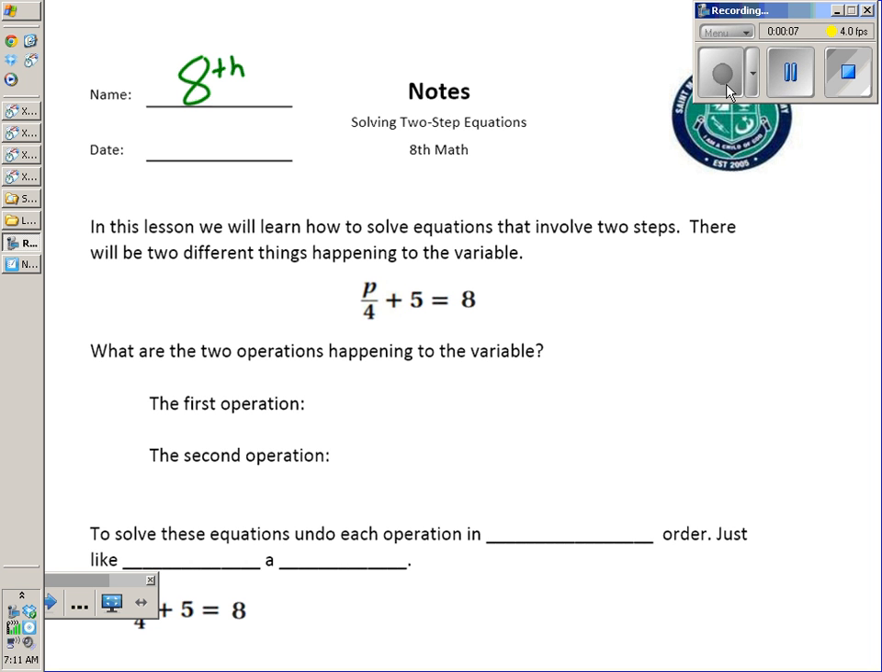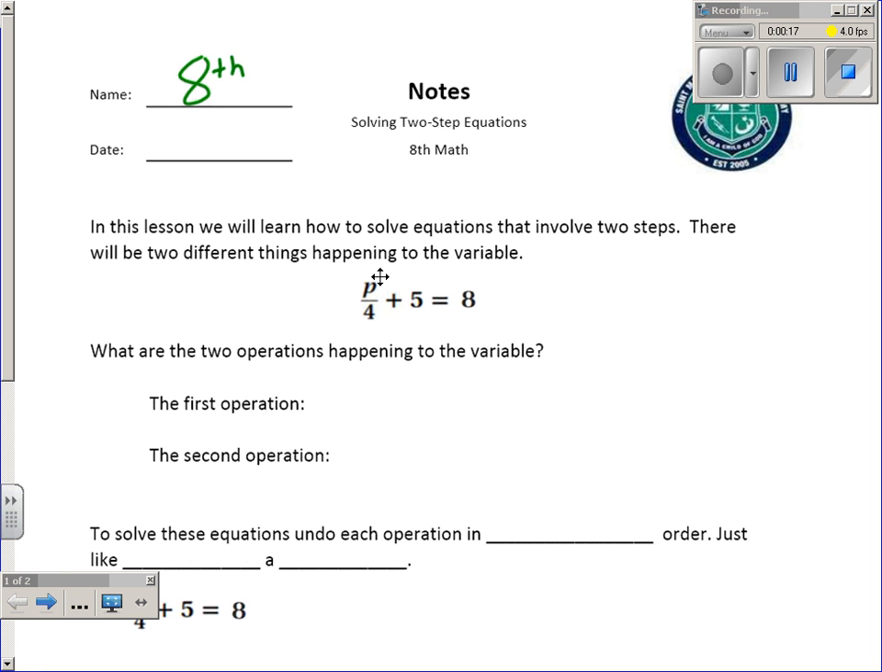So I'll put an example here. P divided by 4 plus 5 equals 8. And if we remember, whenever we solve equations, we're trying to get the variable alone. So we want to get P alone, which means we need to take whatever's with it and make it go away.